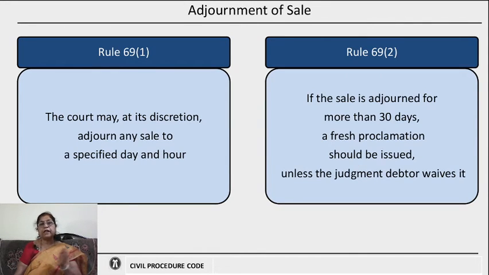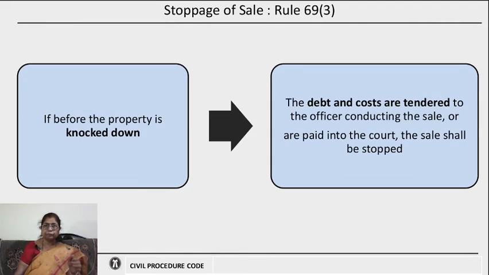Then, whether the sale can be adjourned. Rule 69 subclause 1 says that the court has a power to order adjournment of any sale to any other specified day or hour in its own discretion. Also, 69 subclause 2 says that if the sale is adjourned for more than 30 days in this manner by the court, then a fresh proclamation should be issued unless the judgment debtor waives the requirement and allows it.